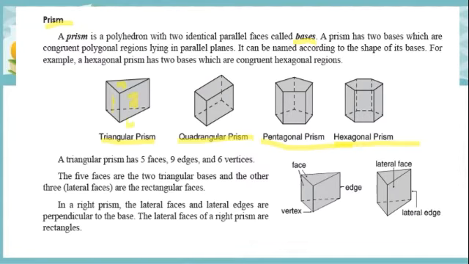Why 6? We have 1, 2, ang vertices plus point nga sila nag-meet. 3, 4, 5, 6. So, kanin mo ika 6 nga vertex. Okay, naka-follow? The 5 faces are the 2 triangular bases and the other 3 lateral faces are the rectangular faces.